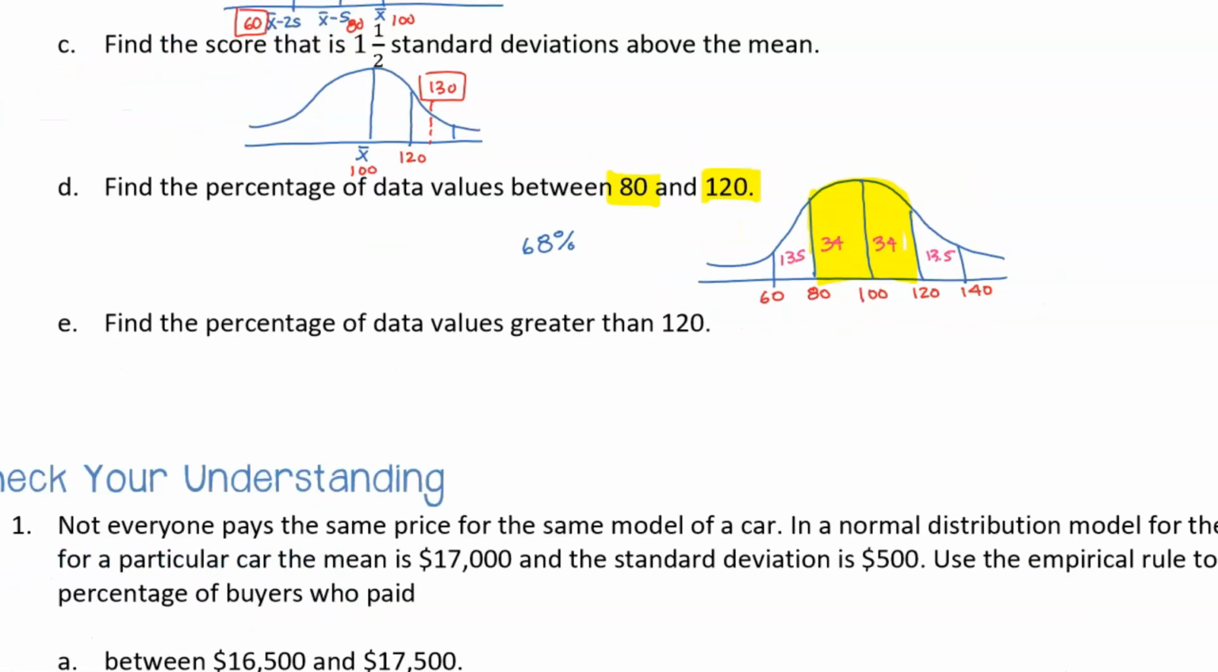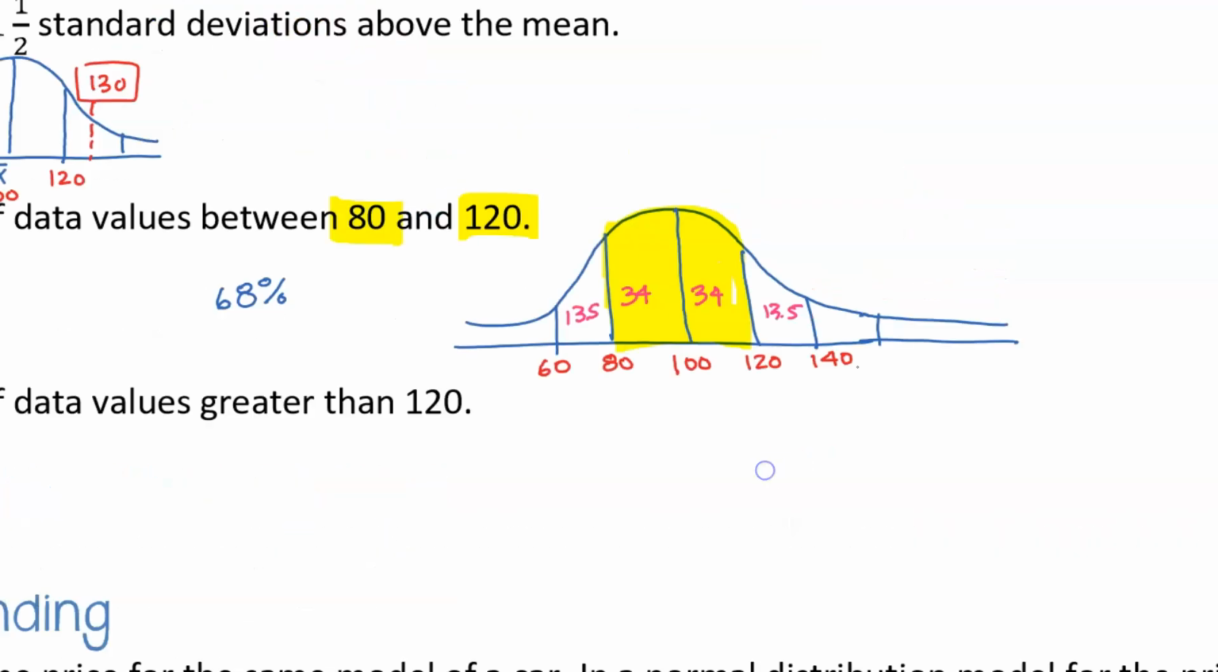Now, the next question says, find the percentage of data values that are greater than 120. Now, to do that, I'm just going to use the same graph, but I need to add on a couple more standard deviations and a few more of the percentages. When I add on another standard deviation of 20, this is going to be 160. And then I'm going to go ahead and put in the percentages. This will be 2.35, and this is 0.15.